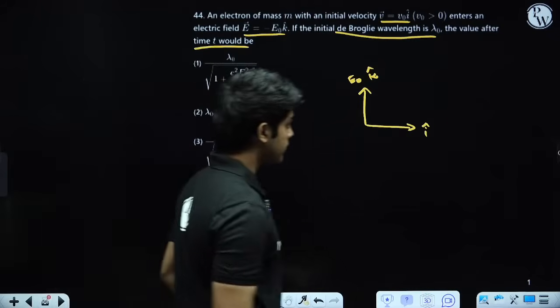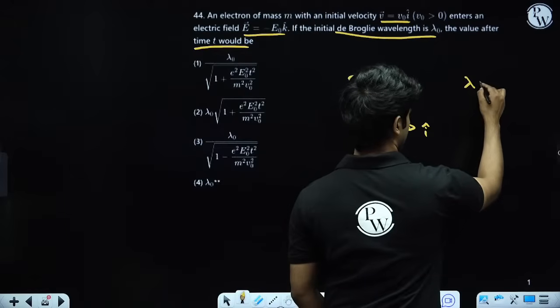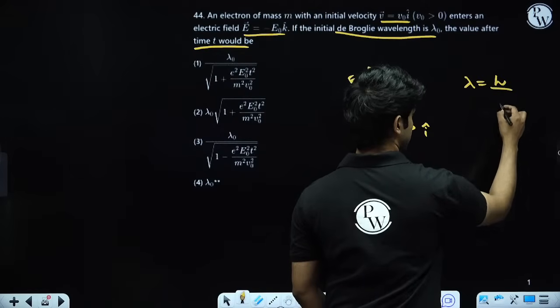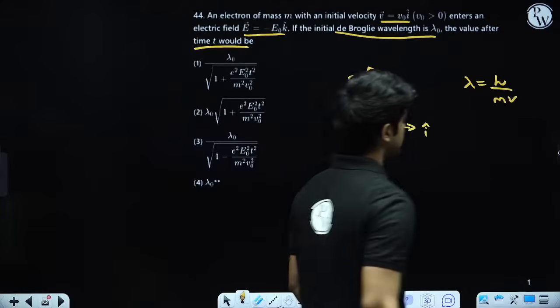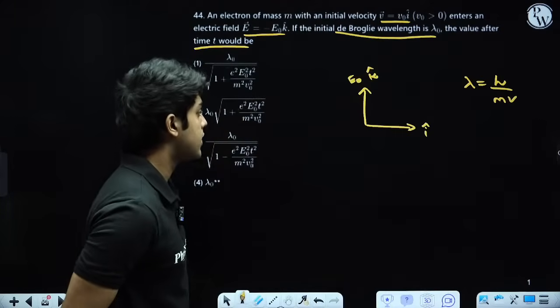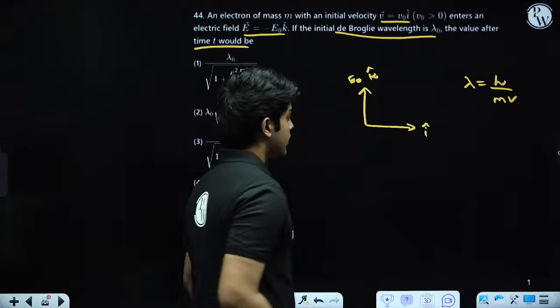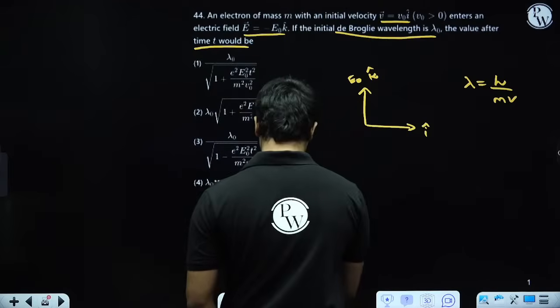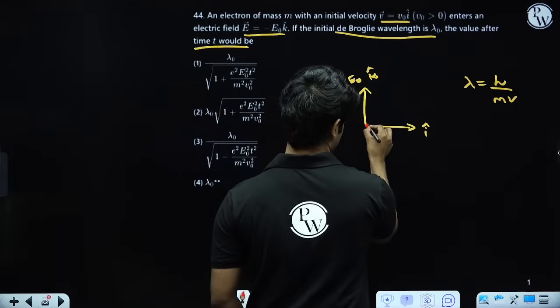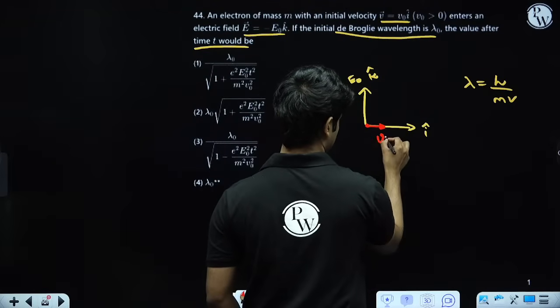So the de Broglie wavelength is simply Planck's constant divided by momentum, h divided by mv. So we just have to find the velocity after time t. That will give us the answer. So initial velocity is v naught.